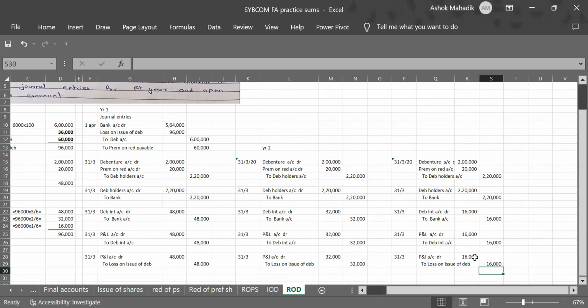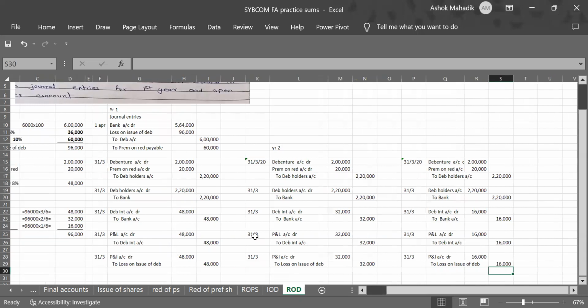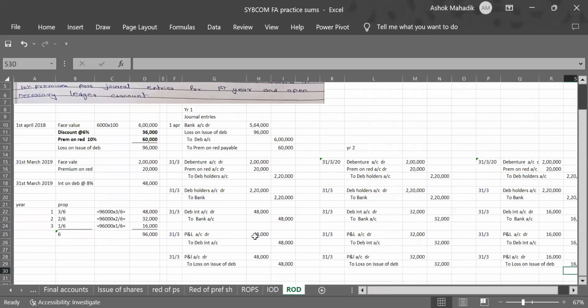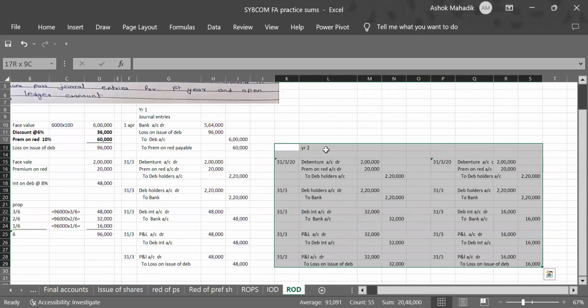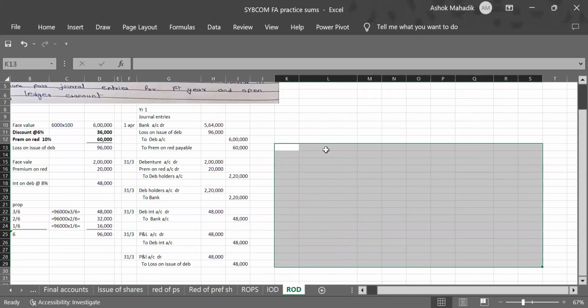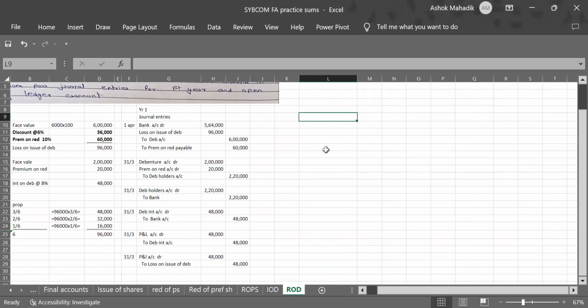So they might ask you to prepare or pass entries for year 1, year 2, or year 3. Normally they will ask it only for the first year, and they may ask you to prepare a ledger account. I'll show you how to prepare ledger accounts, just the same as we have been doing, no different.